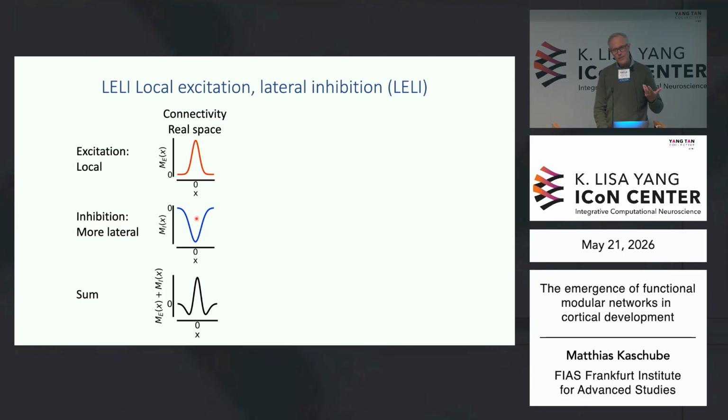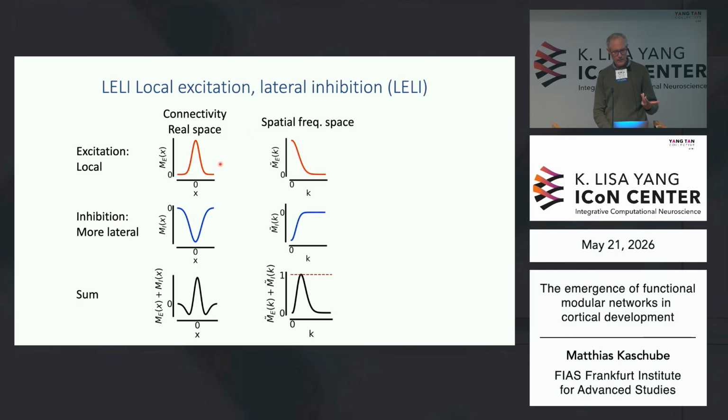And the function of it, what it does to neural activity, can be understood best in frequency space. So when you take the frequency representation of the excitatory kernel, then you have something localized in space, it becomes very non-localized in frequency space. So these local excitatory connections lead to this rather non-localized kernel for the excitatory connectivity. Then the broad inhibition leads to something localized in the frequency space.